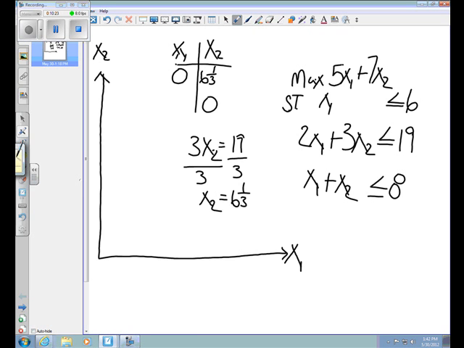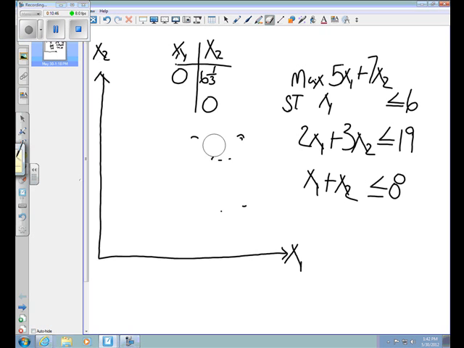And you could make sure you did that right. If x1 is 0, is x2 6 and a third? In other words, if we plug these numbers into this equation, will the equation be true? So is 2 times 0 plus 3 times 6 and a third equal to 19? And the answer is yes, it is. So we've done that correctly. Let me erase this right here.